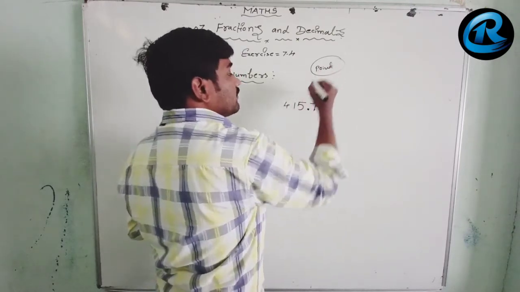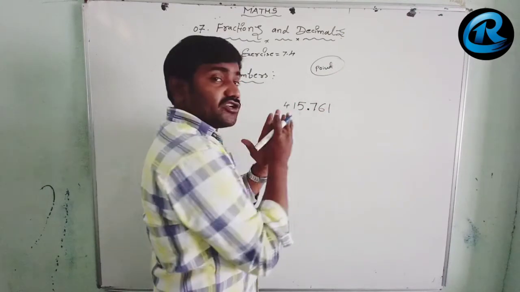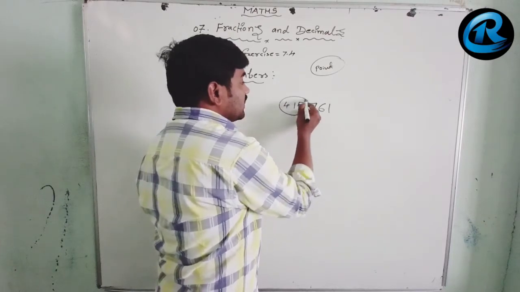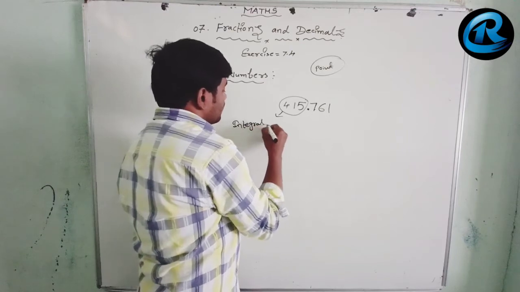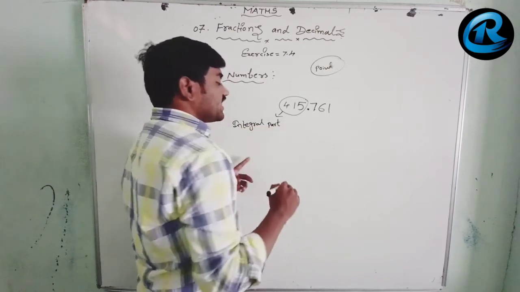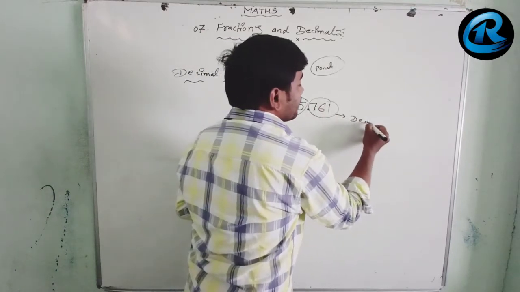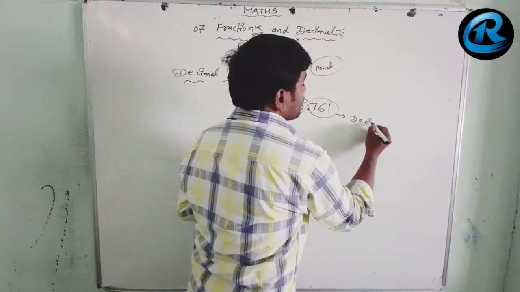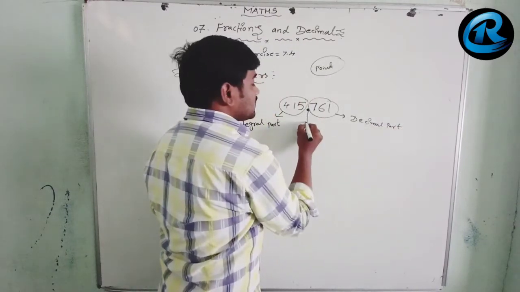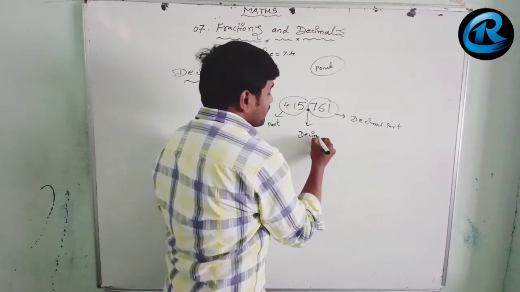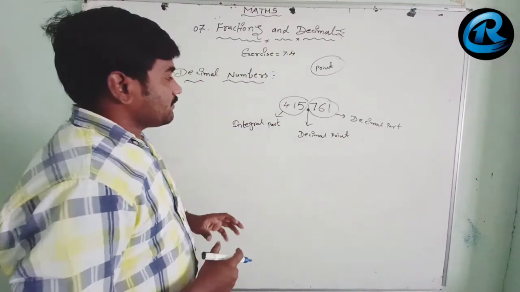This point is known as a decimal point. This point will divide the complete number into two parts. This is called the integer part, integral part or integer part, and this part is known as the decimal part. And this point is known as the decimal point.